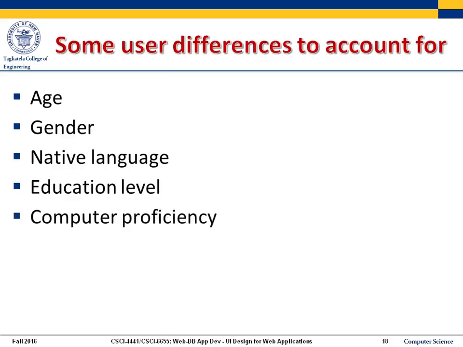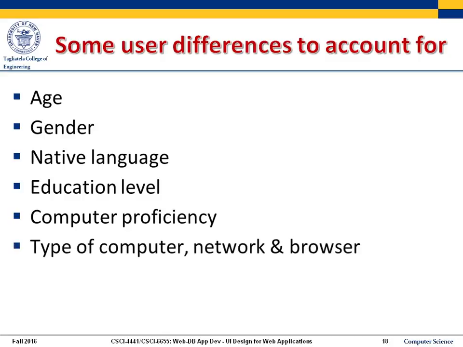Computer proficiency. You may have the greatest thing in the world for somebody who's 72 years old, but they can't use a phone. This is just not what they learned. Obviously, the type of computer, the network, and the browser all come into play. If you're designing something really for smartphones, that's where you're going to put most of your energy, etc.